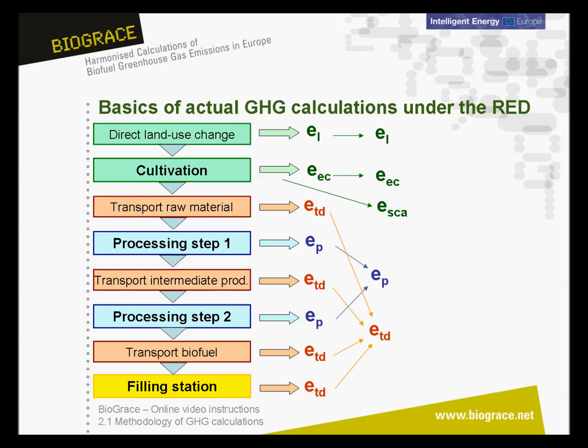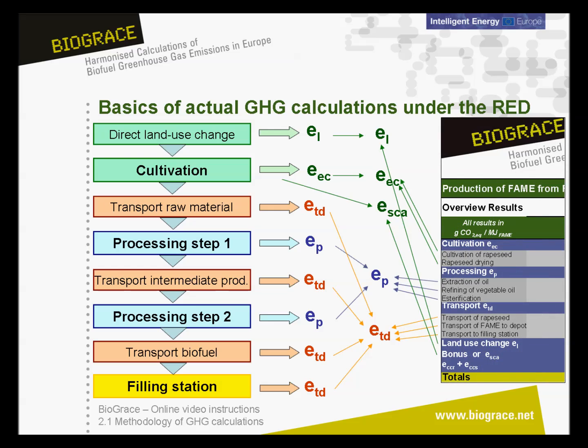In the BioGrace Excel tool, the result box looks like this. In this result box, you can identify the several contributions from EEC, EP, ETD, EL, and ESCA.